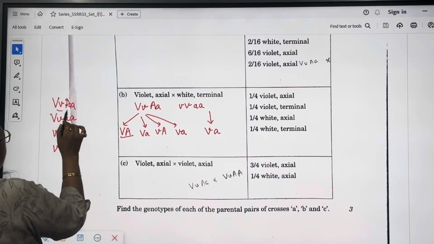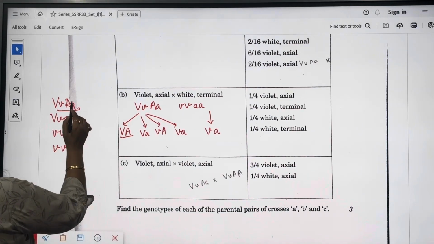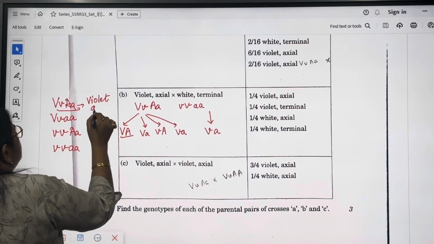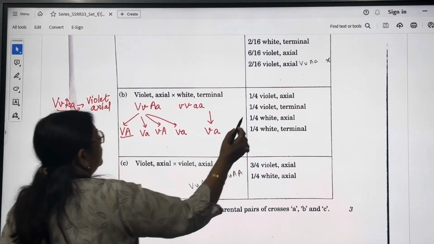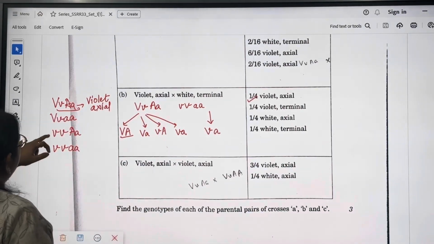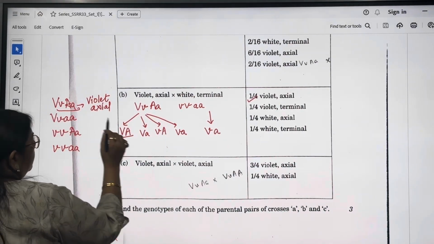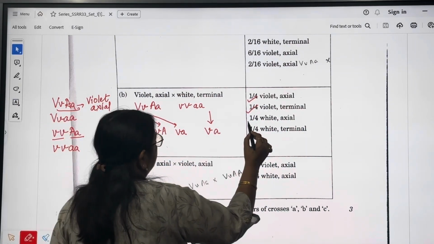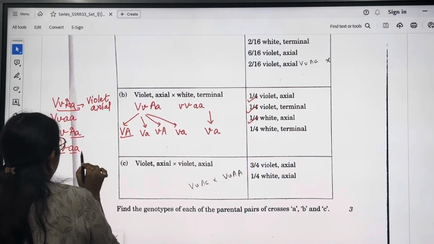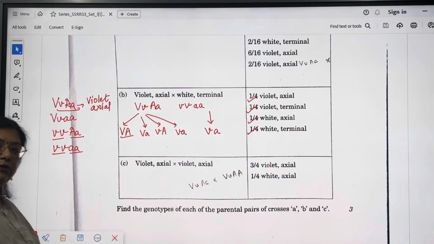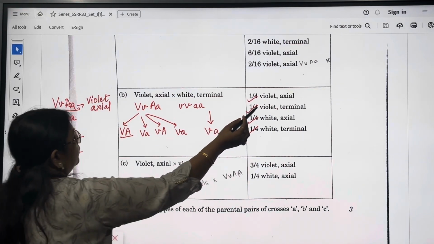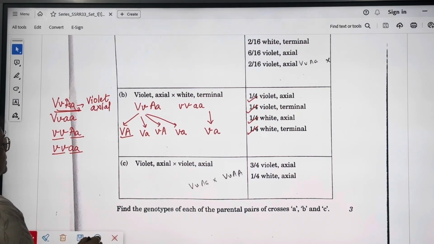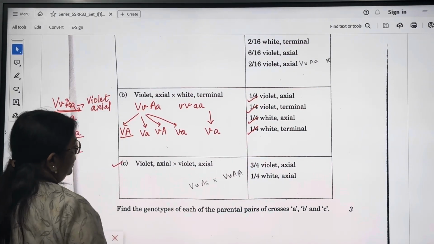So the progeny are: capital V small v, capital A small a, which is violet axial, 1 out of 4. Capital V small v, small a small a, violet terminal. Small v small v, capital A small a, white axial. And small v small v, small a small a, white terminal, 1 out of 4. So now we have found the genotypes.